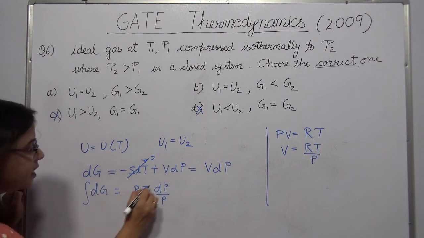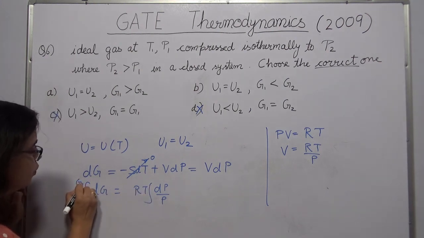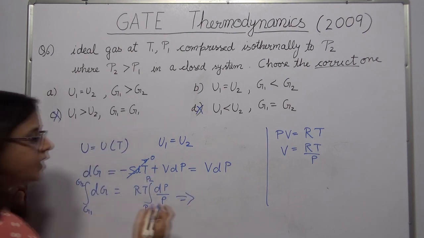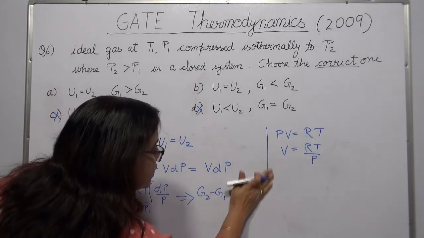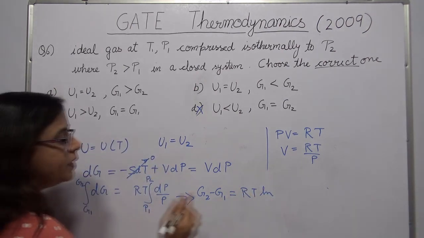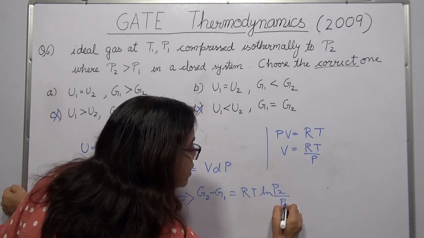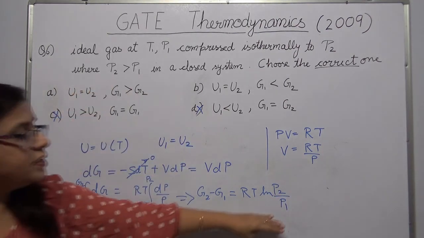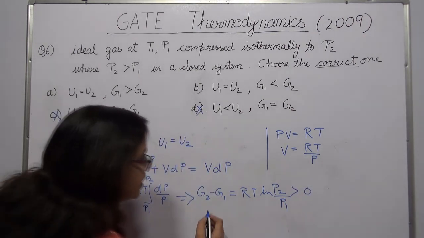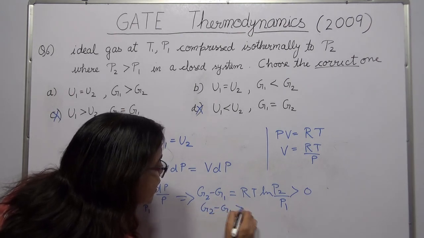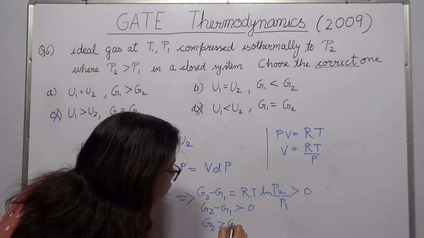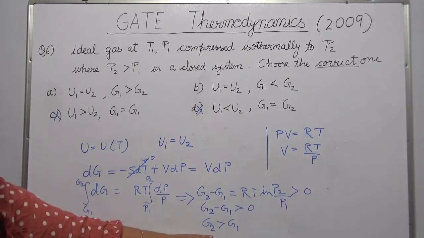Then I will integrate it from G1 to G2, with the pressure changing from P1 to P2. After integrating, G2 minus G1 equals RT times ln of P2 by P1. Since P2 is greater than P1, this quantity will be greater than 0. That translates into G2 minus G1 being greater than 0, so G2 is greater than G1.